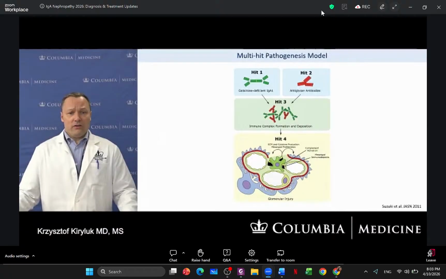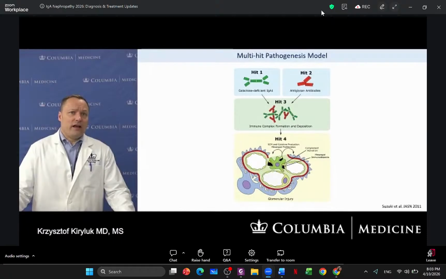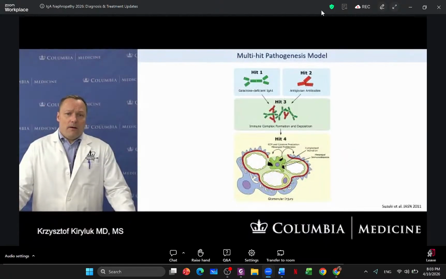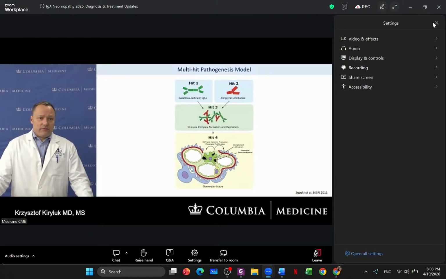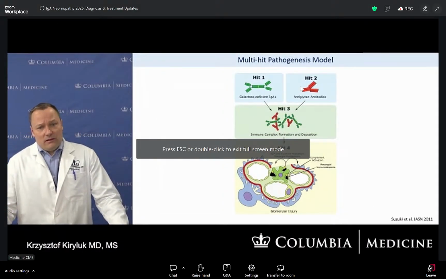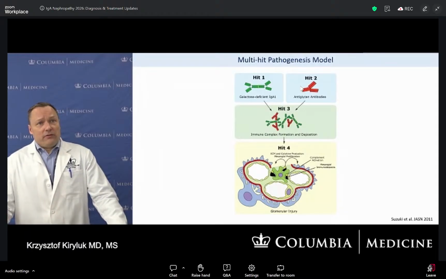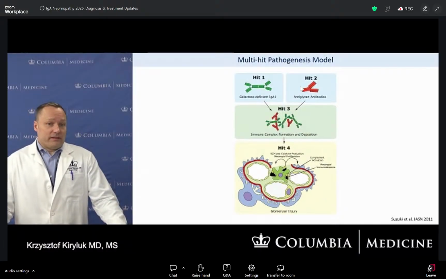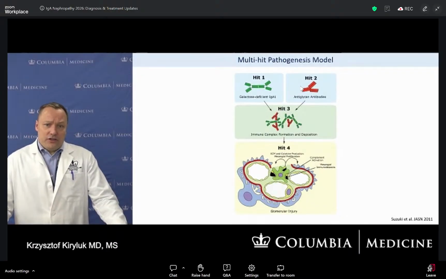So because these individuals, the family members with high GAL-deficient IgA1 levels, didn't necessarily have evidence of kidney disease, it became clear that galactose-deficient IgA1 is by itself insufficient to really cause the disease. And then a group from University of Alabama, led by Jan Novak, described anti-glycan antibodies that are being produced in response to galactose-deficient IgA1. So this really laid the basis for this multi-hit pathogenesis model, which is kind of the prevailing model of how IgA nephropathy is caused right now.